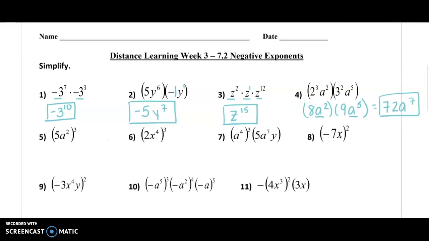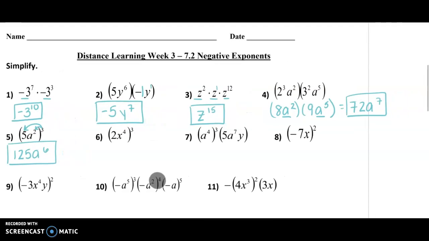Number 5, distribute that 3rd power. So this is going to be 5 times 5, which is 25, times 5, so 5 to the 3rd is 125. A to the 2nd to the 3rd, exponent raised to another exponent, multiply, so a to the 6th. Number 6, distribute that power. 2 to the 3rd we know is 8, x to the 4th to the 3rd, multiply the exponents, so x to the 12th.